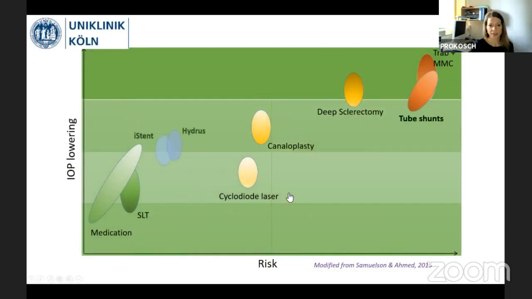So actually, where are we? What are our options? If you think about it, in glaucoma we've got so many options, maybe as many as no other eye specialty. You start with medication and SLT, then you have the trabecular meshwork stents, let's call it iStent and Hydrus, and then you have the XEN, or the PreserFlo stents. You've got deep sclerectomy, we've heard about it, and canaloplasty as non-penetrating glaucoma surgery, and last but not least, the trabeculectomy and the tube shunts. The risk increases as you go to the right side, and the IOP lowering increases as well. So the better the IOP lowering effect is, the higher the risk.